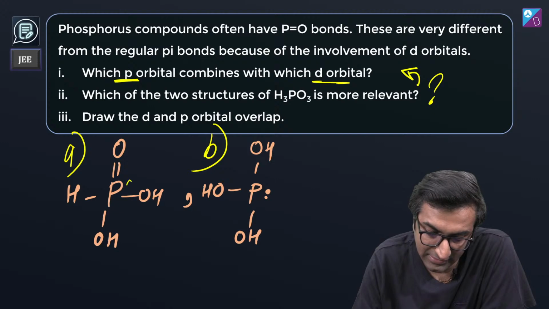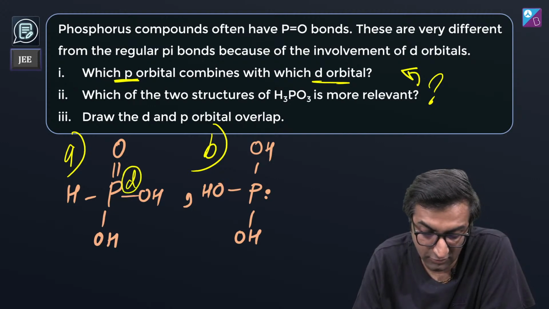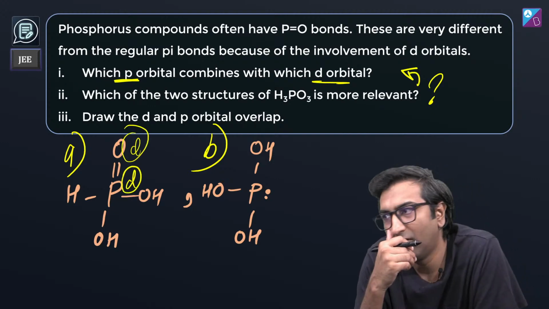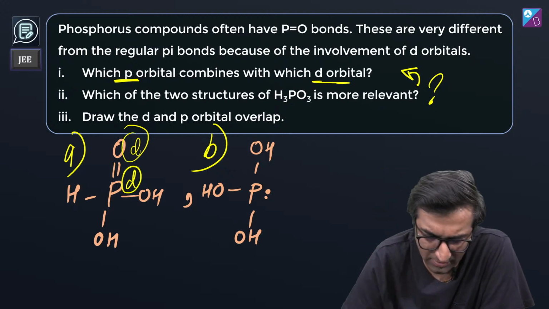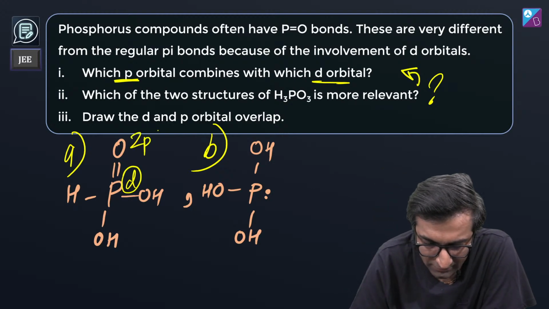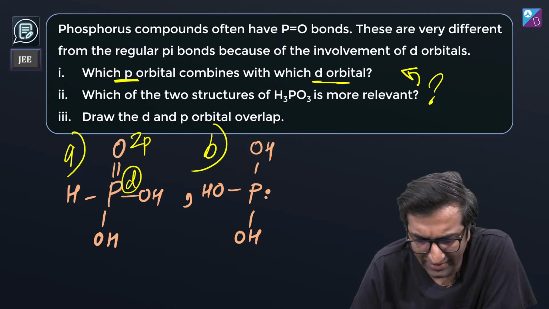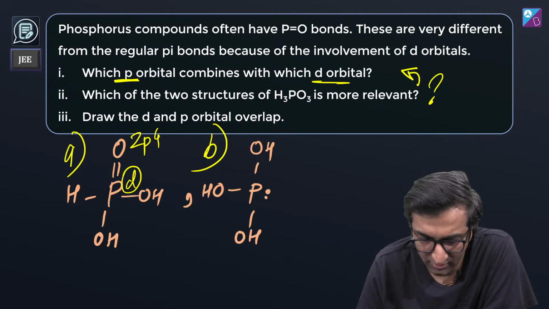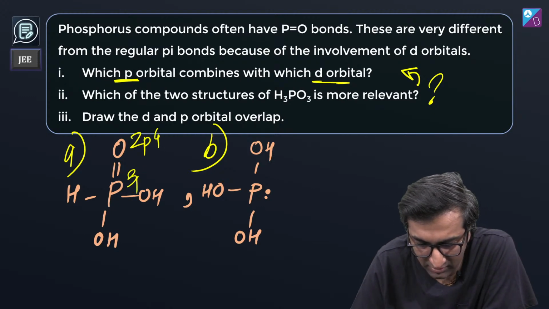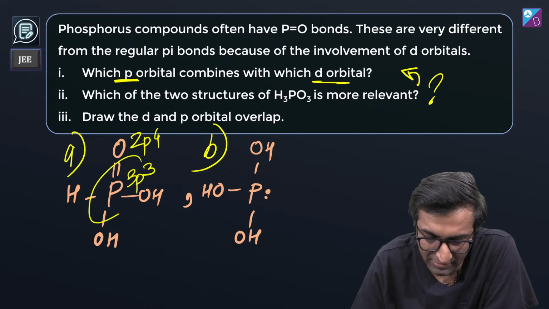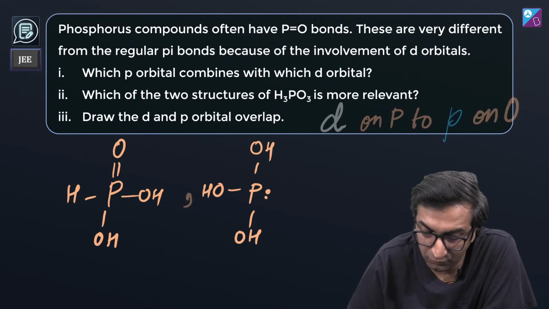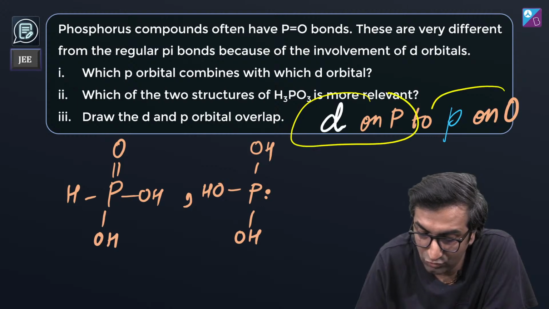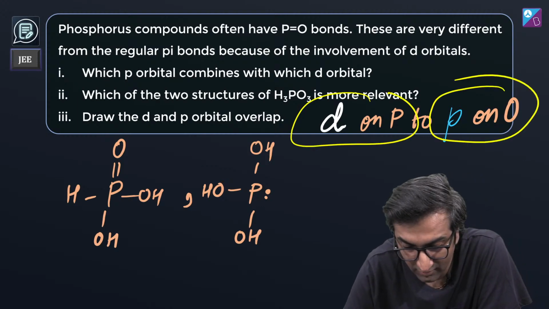देखो यार, D orbital तो P के पास है. ऑक्सीजन के पास भी है. अब क्या करें? ऑक्सीजन पास तो डी ऑर्बिटल है ही नहीं. ये तो 2 है ना. 2p4 है क्या? ऑक्सीजन में कितना है? 2p4 है. ये है 3p3. सो डी ऑर्बिटल तो सिर्फ p के पास है. So it must be d orbital on p to p orbital and oxygen.